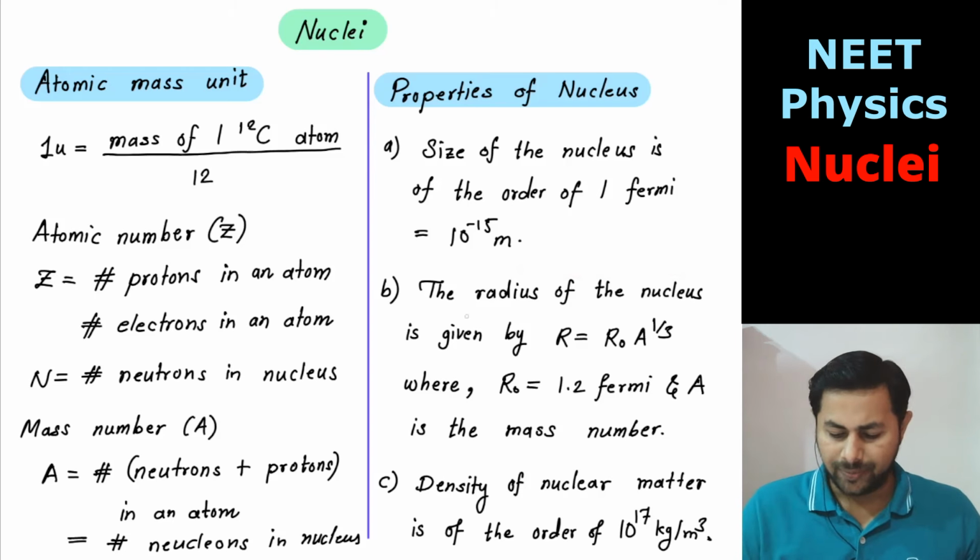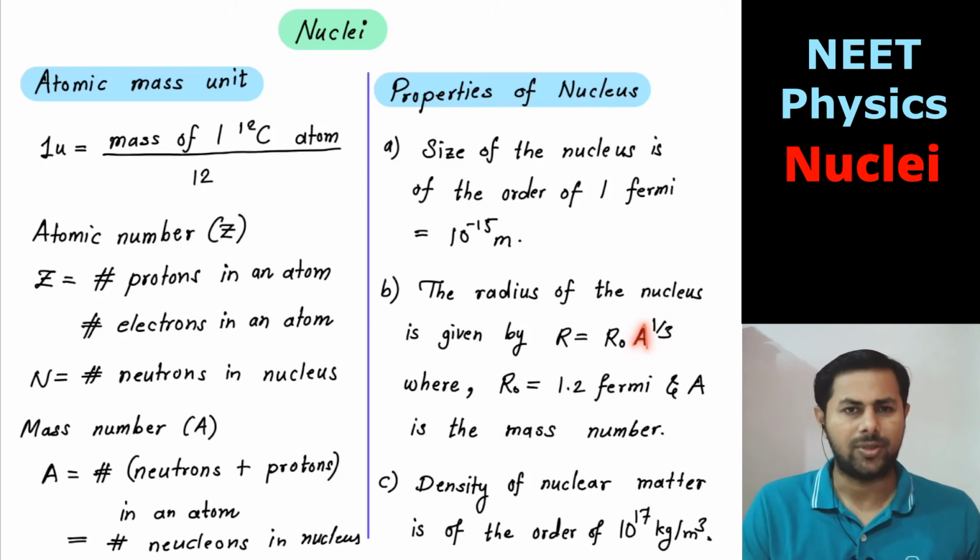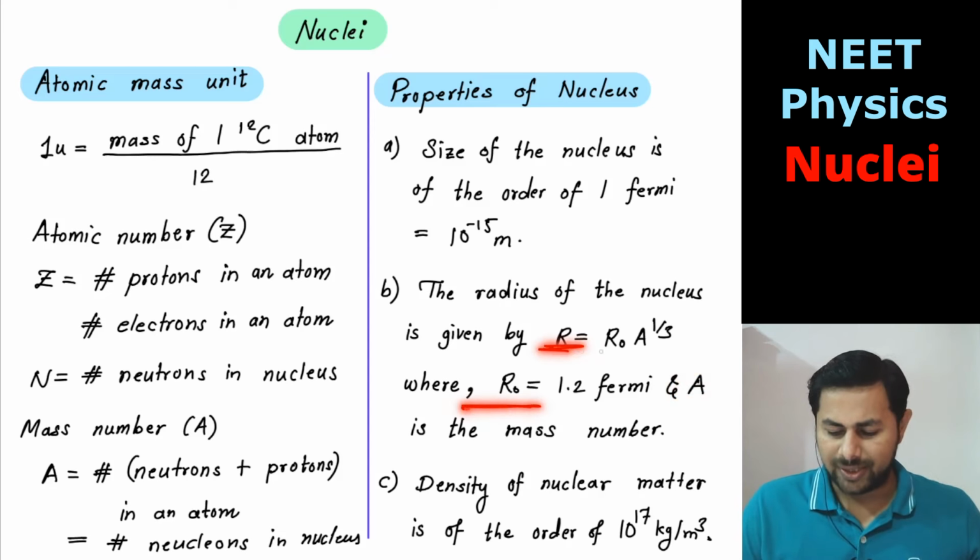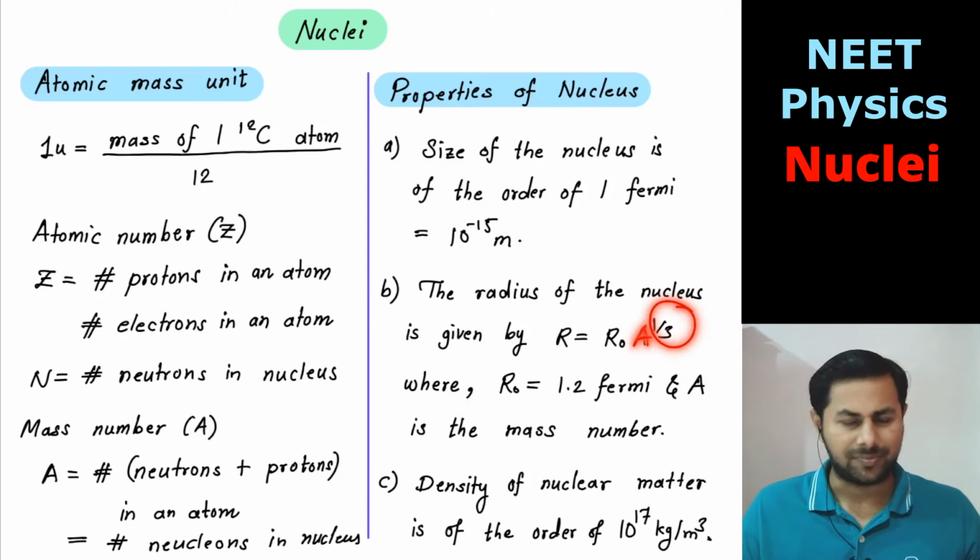Then next is the radius of the nucleus. It's given by this formula, R is equal to R naught multiplied by A raised to 1 by 3. And what is R naught? R naught is equal to 1.2 Fermi. And A is the mass number. So suppose you have some nucleus having mass number equal to A, which is equal to the number of nucleons, right? Then its radius is given by R is equal to R naught multiplied by A raised to 1 by 3.